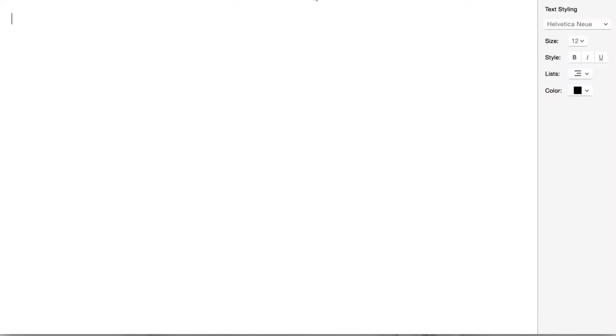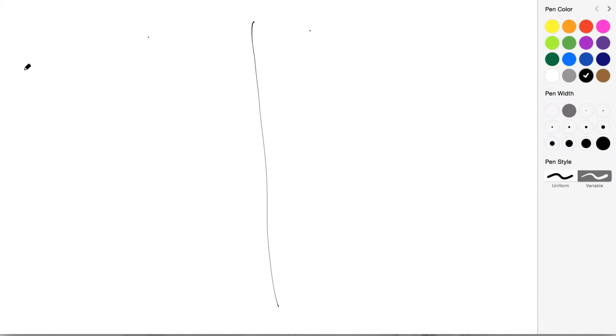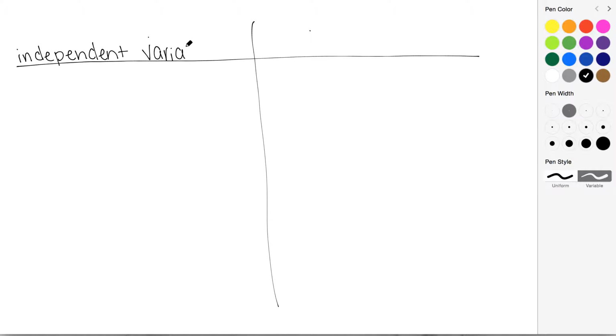Okay. So once you're in the back of your notebook, we're going to be talking about 2 different vocab words. We're going to have an independent variable. I'm actually going to rewrite that though because we're going to make a T-chart. And I need you to have room to do it. So independent variable. And then dependent variable.